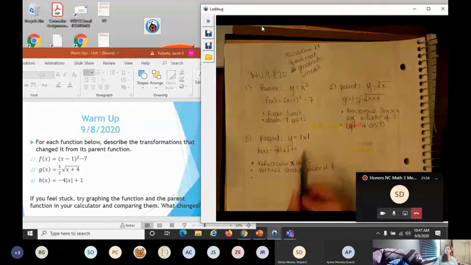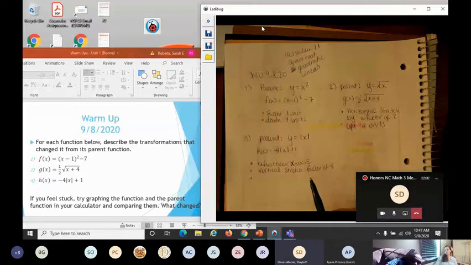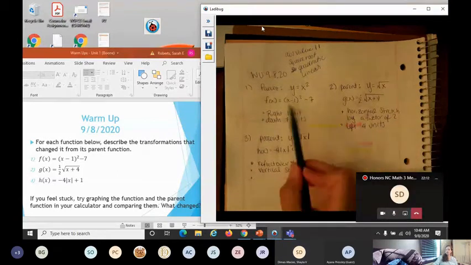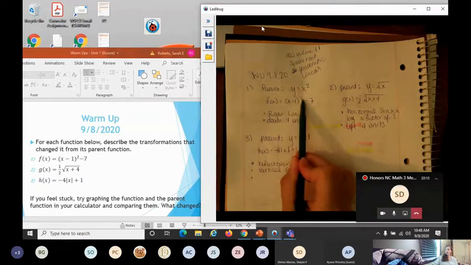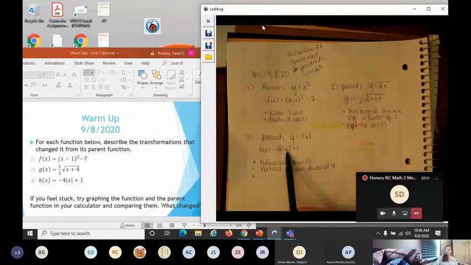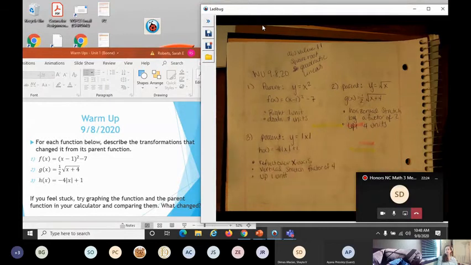And then the +1. Now what does the +1 do? It goes a unit to the right. Nope, because it's outside of the function, it's going to go up and down. The only time it goes left and right is when it's inside of the little function piece that you're given. Okay, so it's going to go up 1 unit. All right, thank you, Shayla.